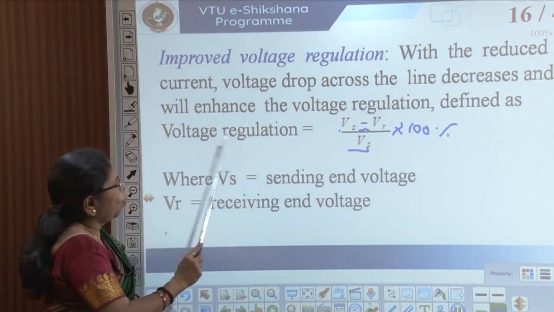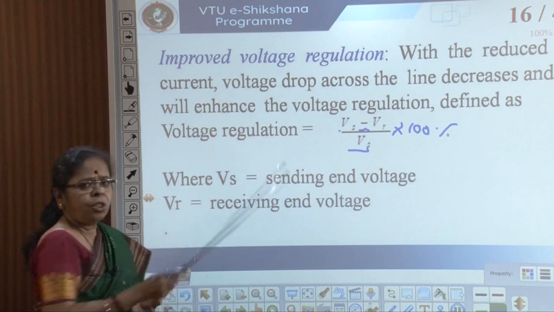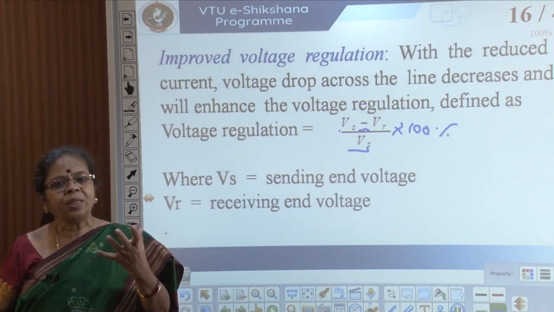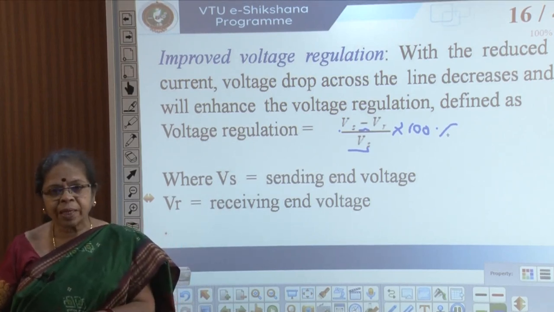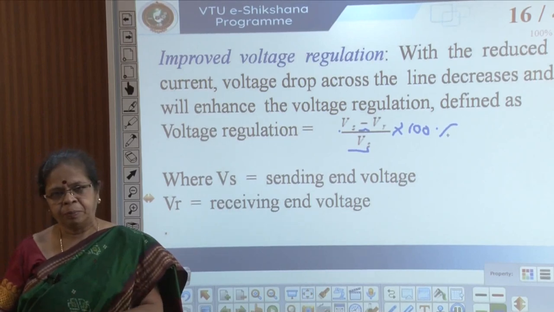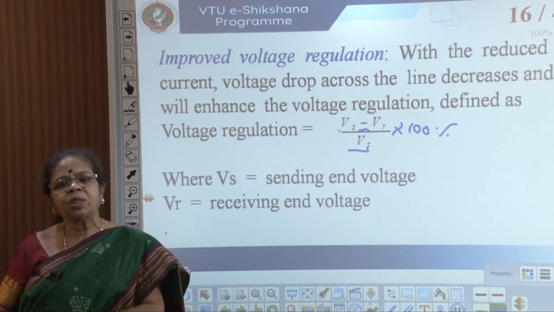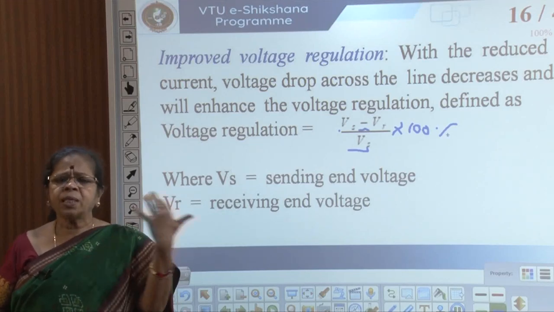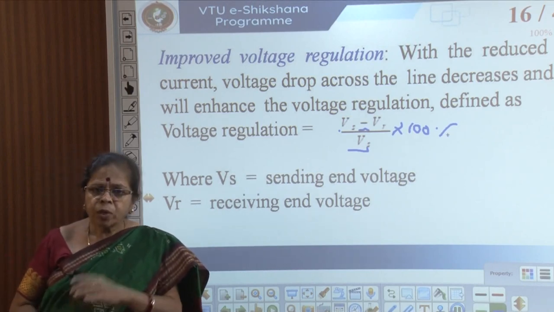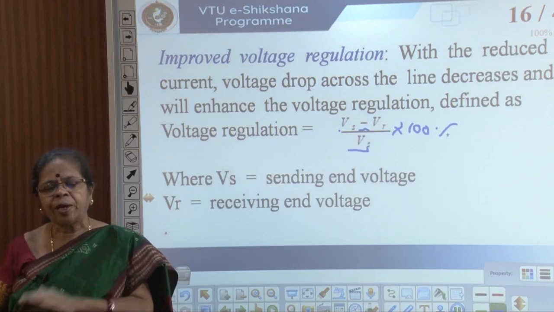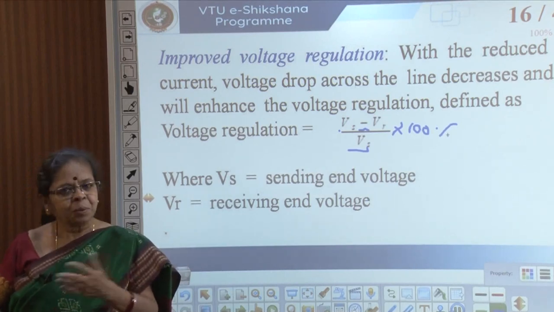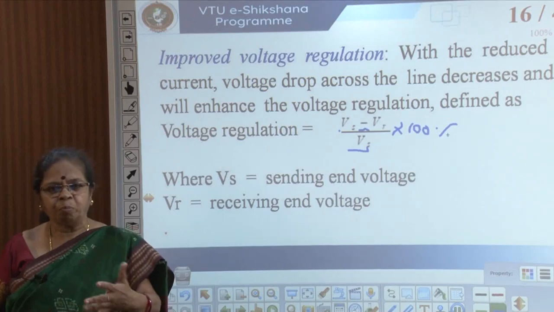Now, this is the voltage regulation. What is the receiving end voltage? The receiving end voltage is the sending end voltage minus the drop in the line. We discussed in the previous section that any time you have current flowing through a conductor, there is a voltage drop in the conductor. So, there is a voltage drop in the transmission line. So, the receiving end voltage is the sending end voltage minus the drop. And what is the voltage drop? I into Z. So naturally, when current reduces, the drop in the line also reduces. Therefore, the receiving end voltage will be better. So again, the regulation improves.